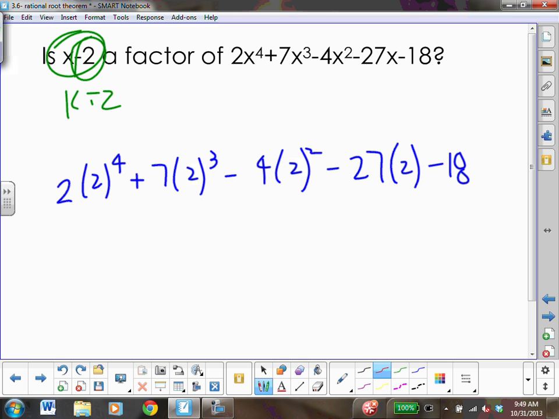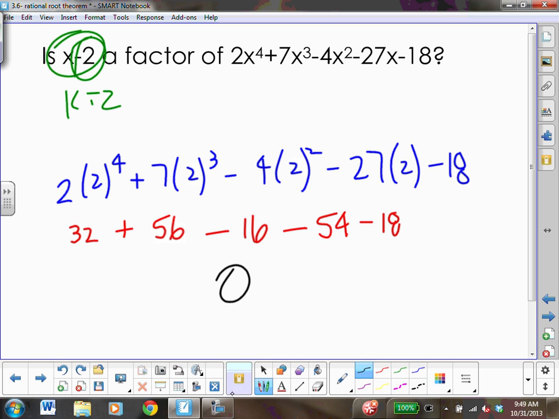So 2 to the 4th is 16 times 2 is 32, plus 2 to the 3rd is 8 times 7 is 56, minus 2 squared times 4, which is 16, minus 27 times 2, which is 54, minus 18. So now I'll just combine these. 32 plus 56 minus 16 minus 54 minus 18 is 0, which means that x minus 2 is a factor.